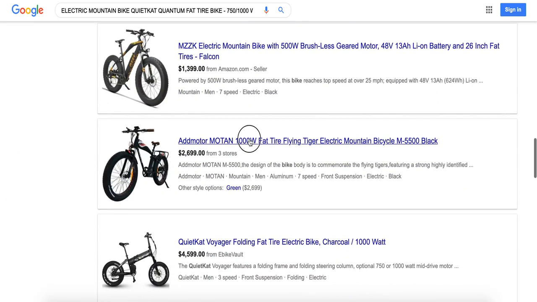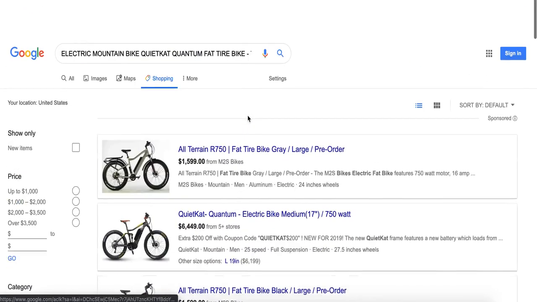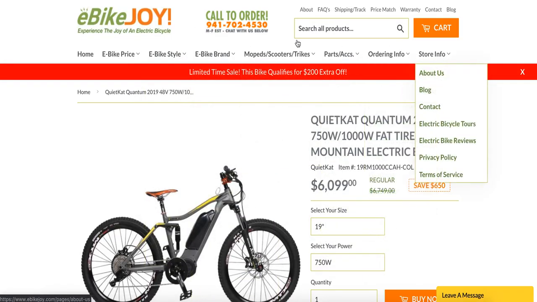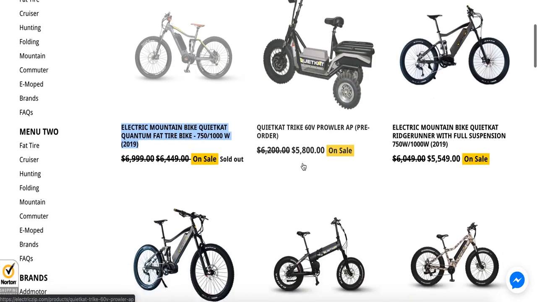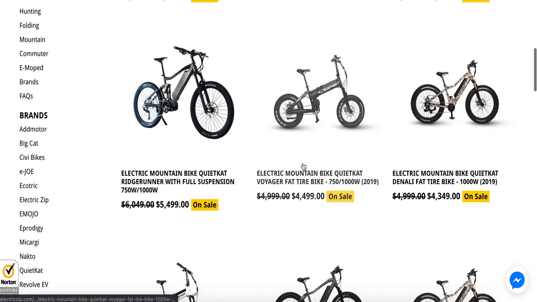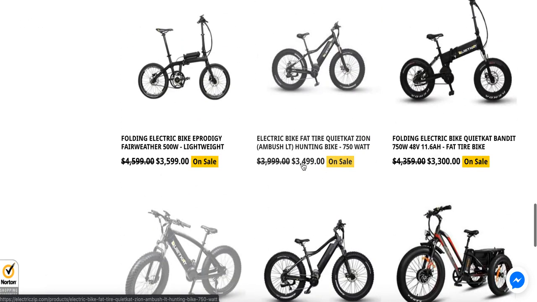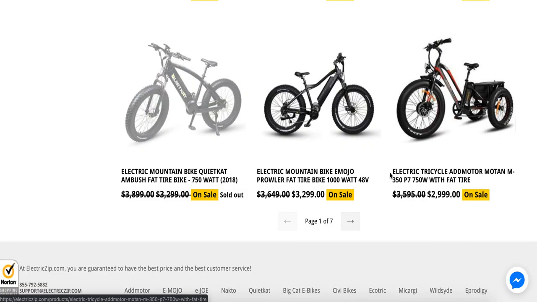Okay. That motor again. Alright, so that exhausted that one. Let's look at e-bike Joy. Actually, before we do that, let's look at some more of these. We looked at Quiet Cat. Looks like those are the most expensive, probably the most profitable too. Alright, we can look at Ad Motor. Oh, here we go. Here's another brand, eMojo.